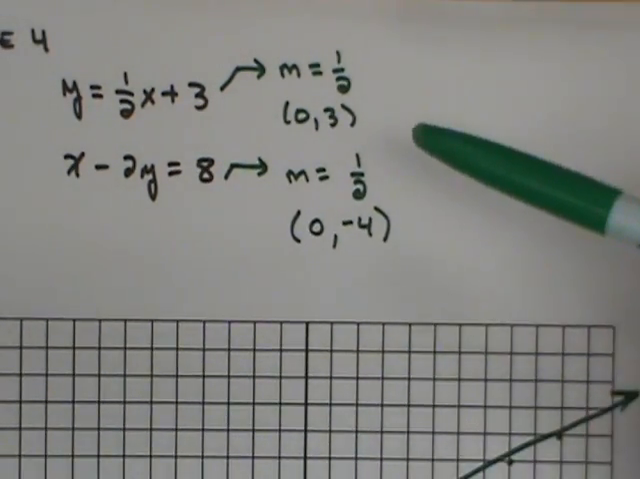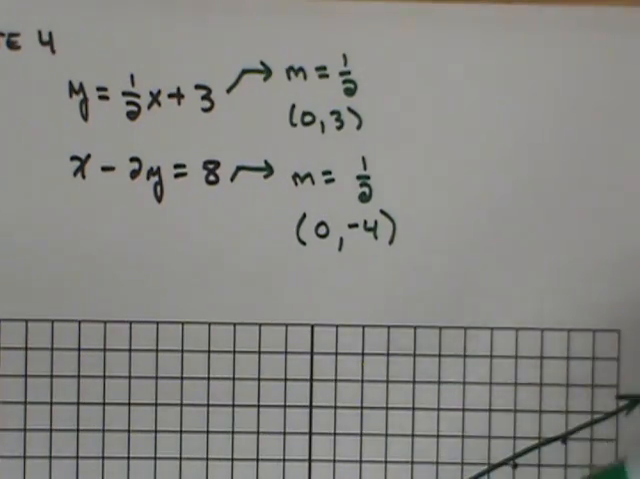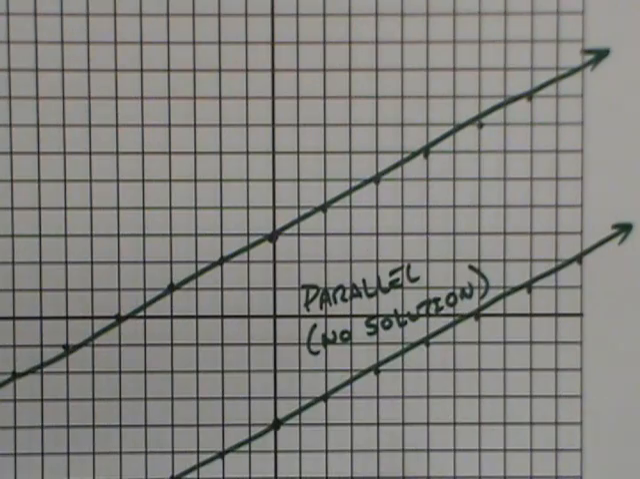Again, how did I know that? When I looked at the slopes, there's one of two things that can happen. Either they're going to be parallel lines or they're the same line. So that was pretty obvious. We had parallel lines here. That was note 4.